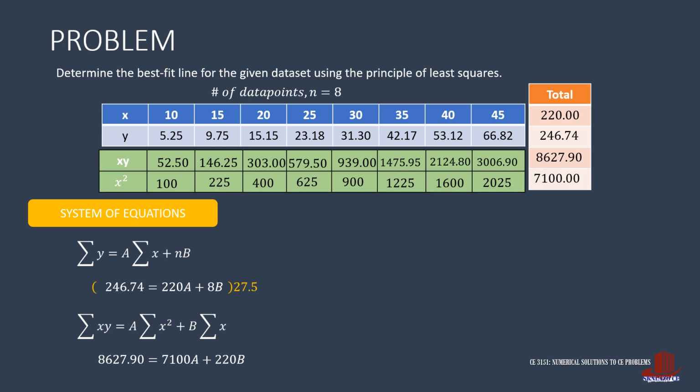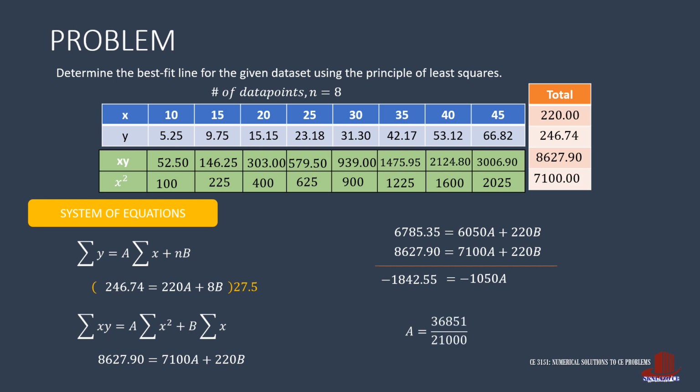If we are to eliminate b, the first equation should be multiplied by 27.5, creating 6,785.35 as equal to 6,050a plus 220b. Subtract the second equation and get negative 1,842.55 for the constant on the left. 6,050 minus 7,100 gives negative 1,050a. So a is then solved as 36,851 over 21,000, or simply 1.7548.